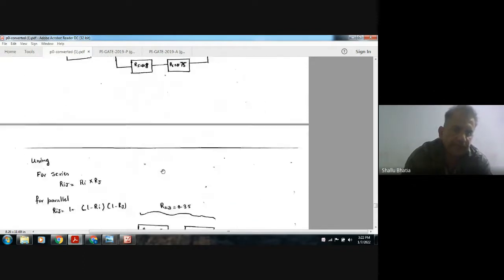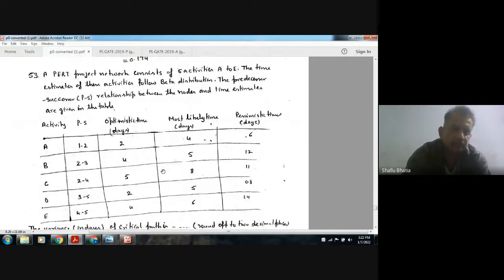Okay, next, a project network consists of 5 activities, A to E. The time estimates of these activities follow a beta distribution. The predecessor and successor relationship between the nodes and the time estimates is given below.